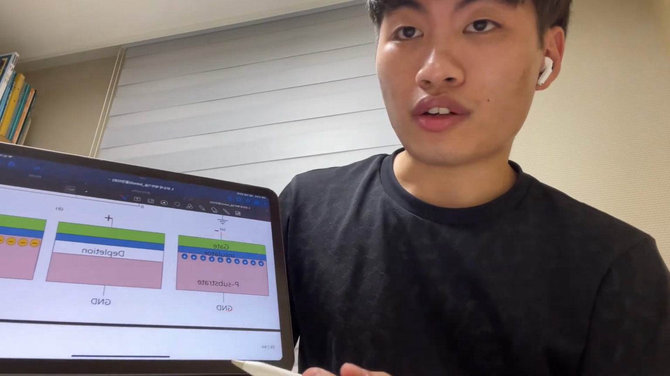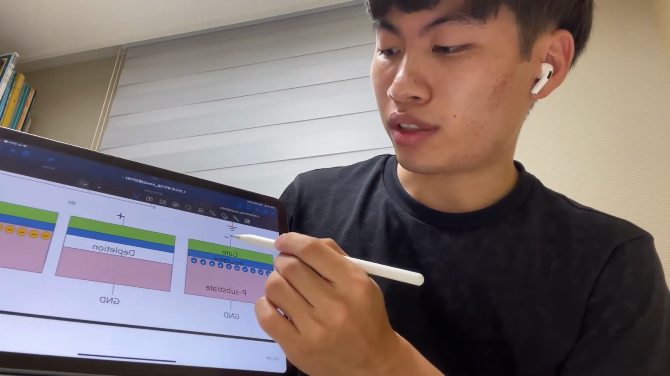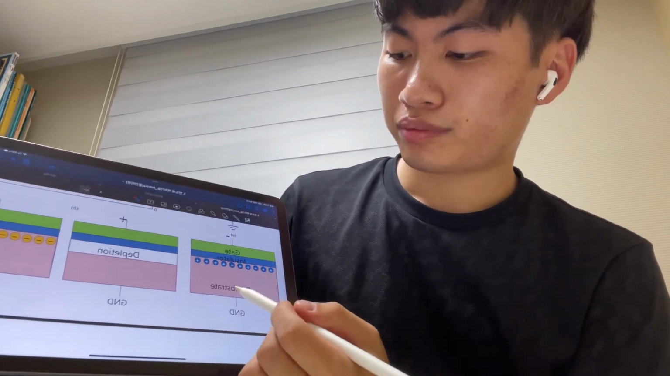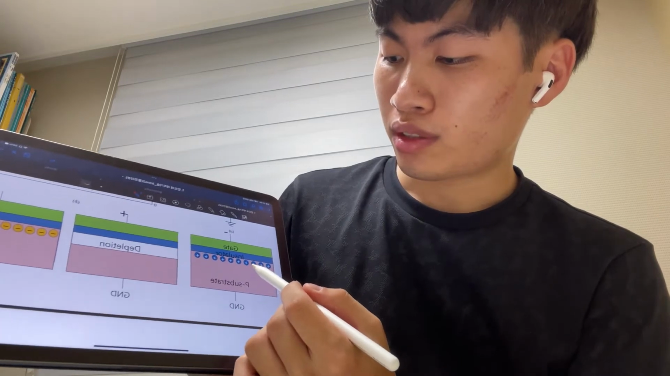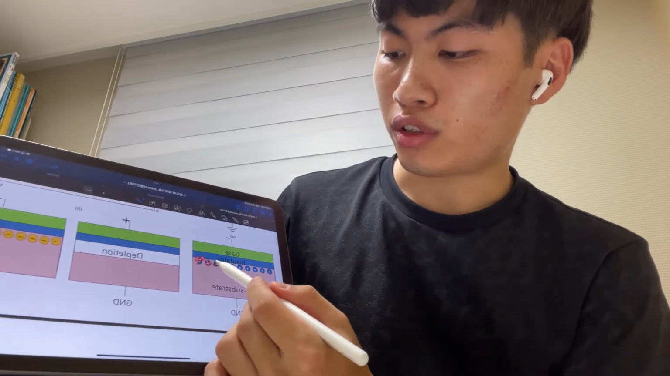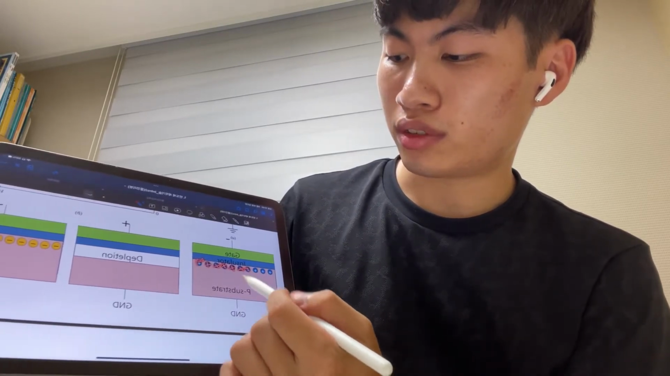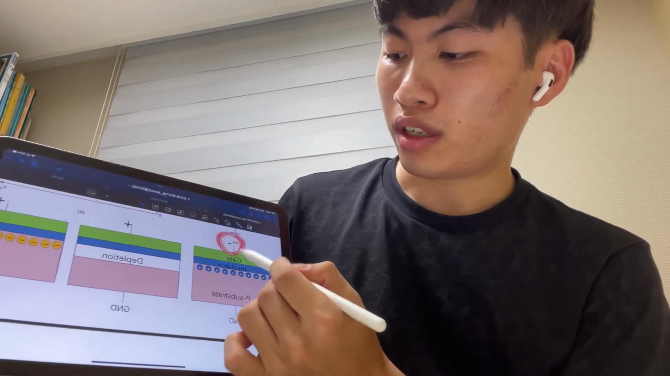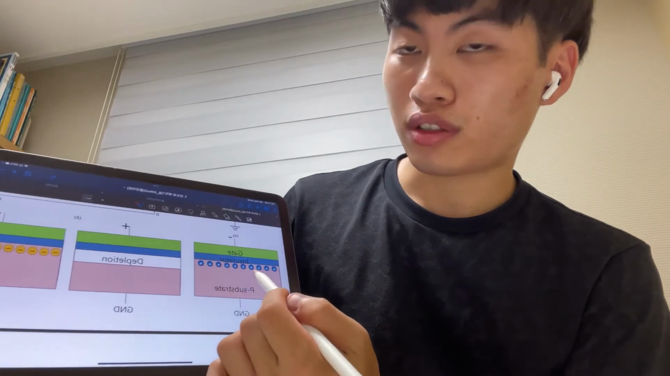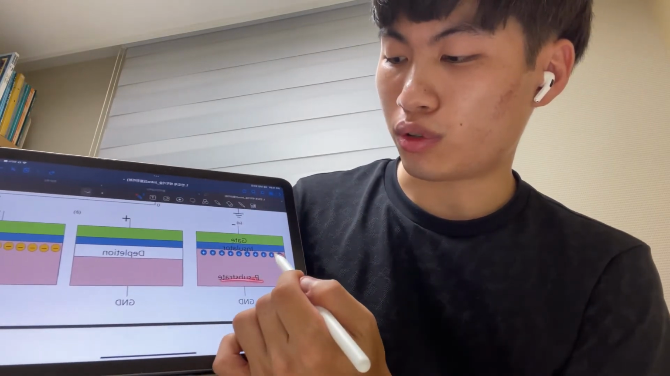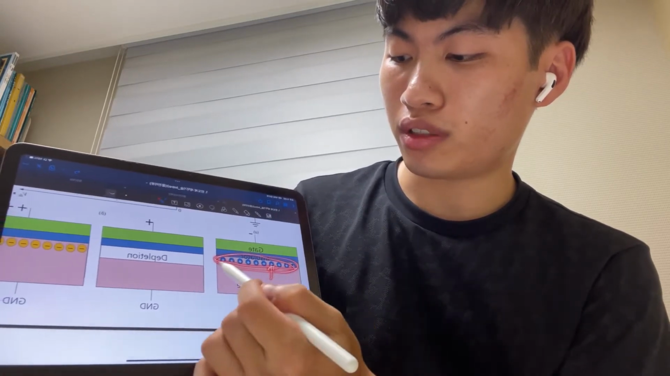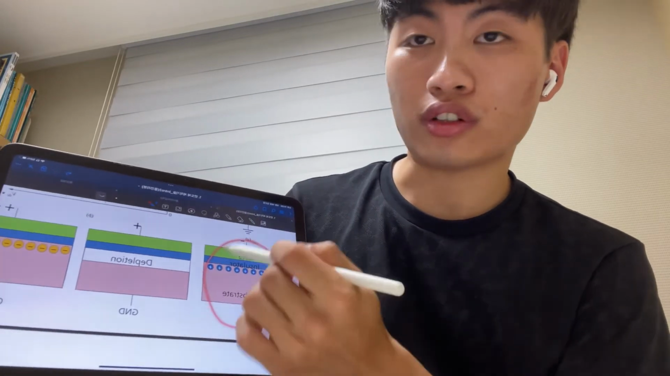In the accumulation area, if we apply a negative voltage to the gate, the holes will accumulate in this area because we apply the negative voltage, and the substrate is a p-type substrate. So its majority carrier is the hole. So a lot of holes will accumulate in this area. So we call it the accumulation area.